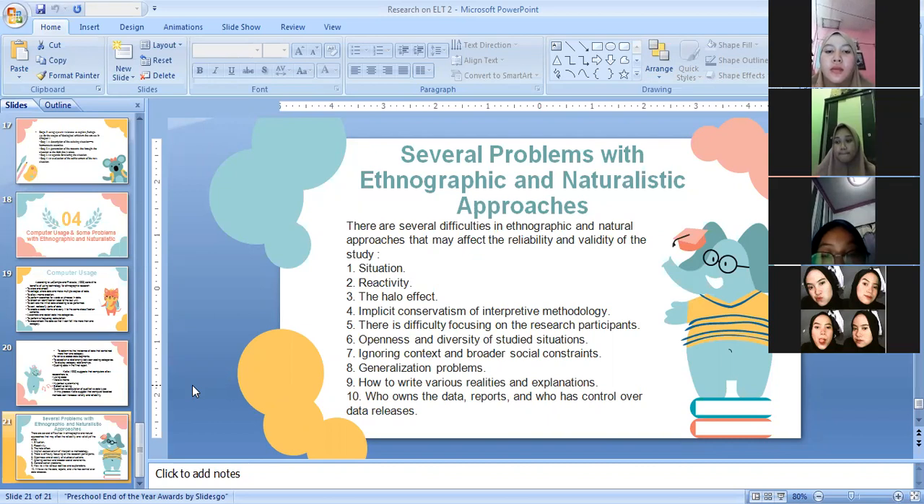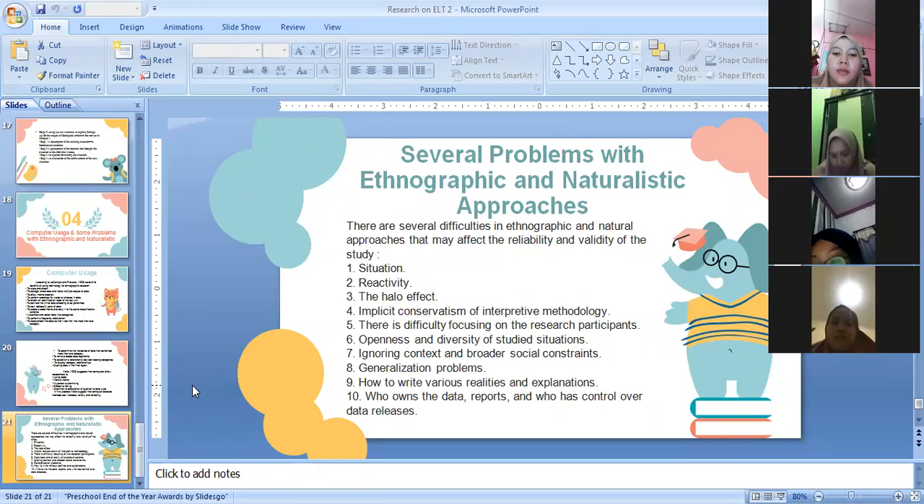Number four is the implicit conservatism of interpretive methodology, the kind of research described in this chapter, with the possible exception of critical ethnography. And number five is the difficulty of focusing on the research participant, and maybe the researcher being too close to the situation so that they neglect certain other aspects of it. And number six is the openness and diversity of studied situations, that focusing on specific contexts and situations might bias the difference between contexts and situations rather than their gross similarity. Their routine features, he argues, researchers should be as aware of regularities as of differences.